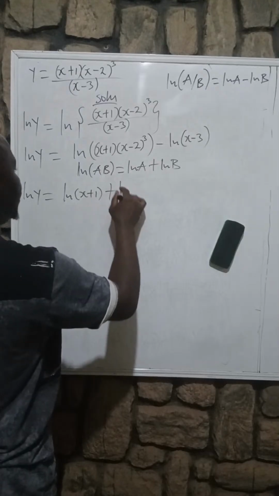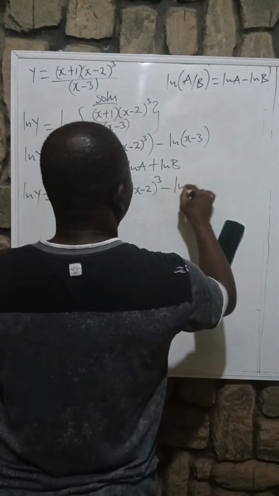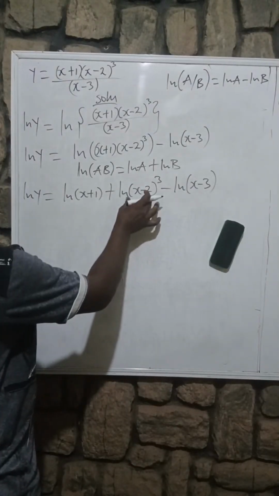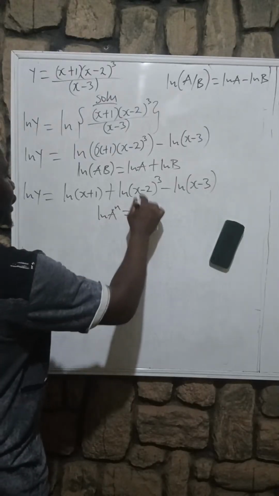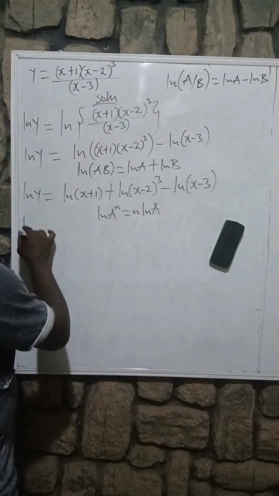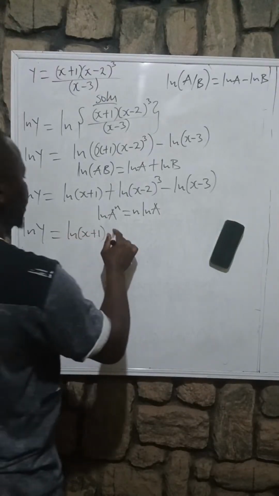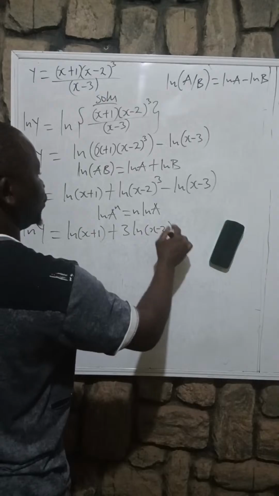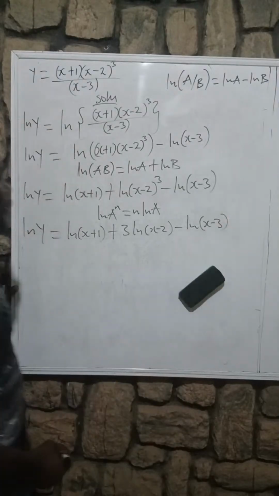So here, our ln y will now be equal to ln of (x plus 1), then plus ln of (x minus 2) raised to the power of 3, minus ln of (x minus 3), right? Then here we are going to use, if we have ln a raised to the power of n, it is written as n ln a, true or false? So our ln y is equal to ln of (x plus 1), then plus 3 ln of (x minus 2), minus ln of (x minus 3), right?